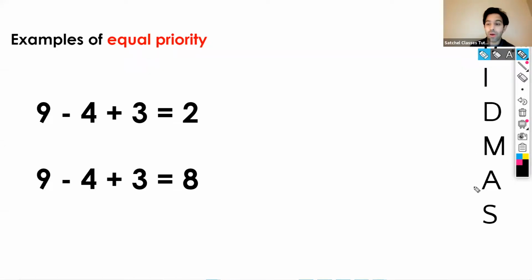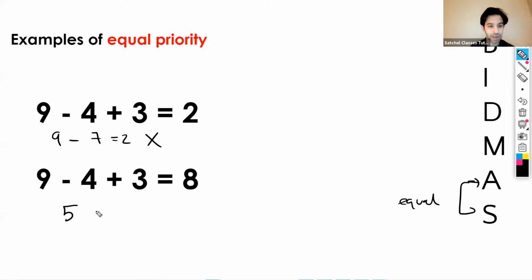So even though in BIDMAS addition is written before subtraction, this wouldn't be 9 minus 4 plus 3 equals 2. This would be wrong. Because addition and subtraction have equal priority, we follow the one that comes first. So we would do 9 minus 4, which is 5, then 5 plus 3, which is 8. So this is an example of where knowing this rule of equal priority comes in handy.